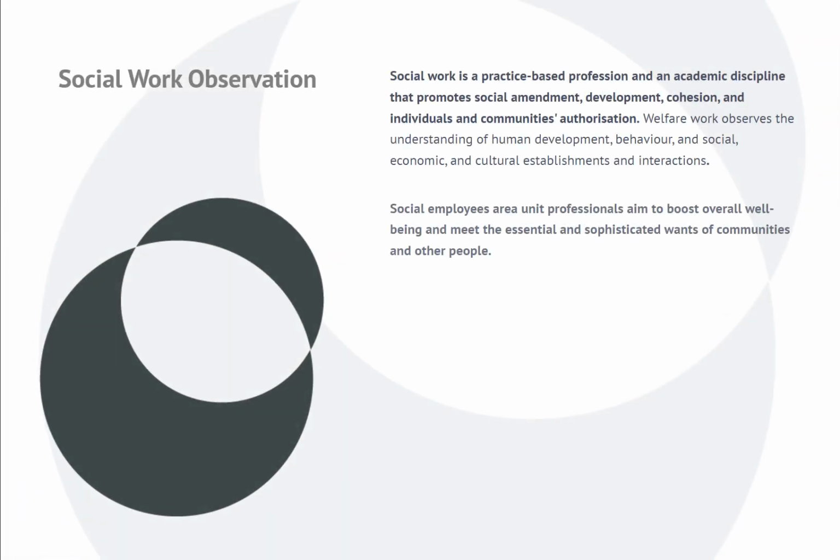Social work observation. Social work is a practice-based profession and an academic discipline that promotes social amendment, development, cohesion, and individuals' and communities' authorization. Welfare work observes the understanding of human development, behavior, and social, economic, and cultural establishments and interactions. Social employees are professionals who aim to boost overall well-being and meet the essential and sophisticated wants of communities and other people.